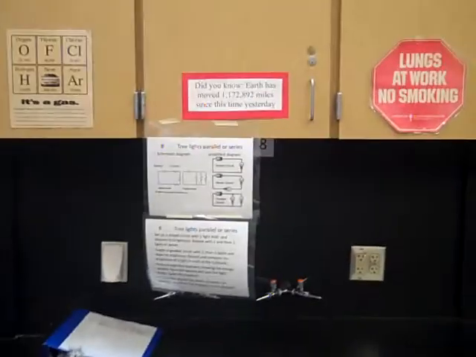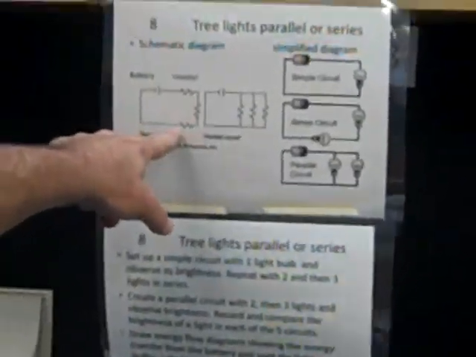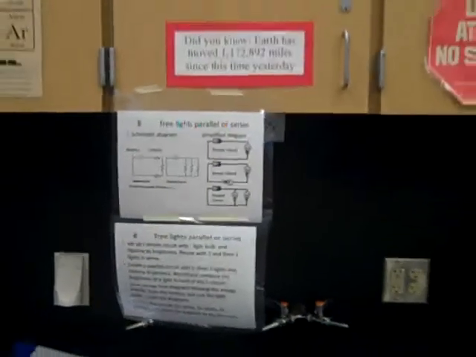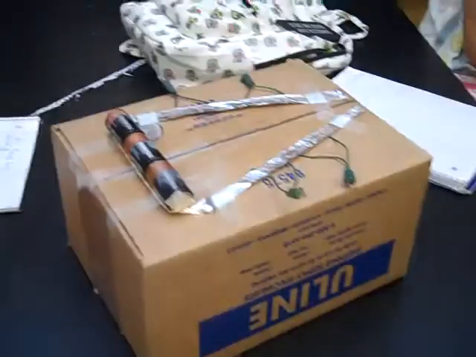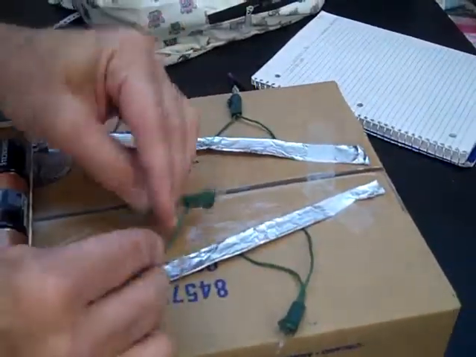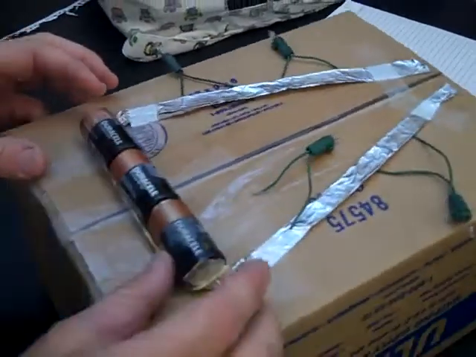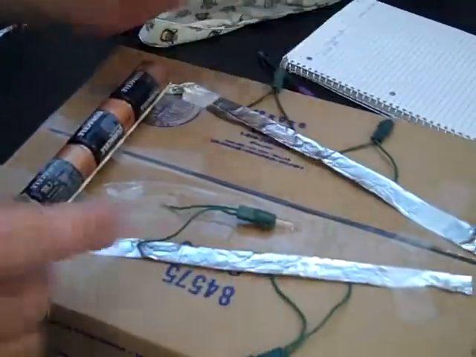And we're rolling. Okay, so this is called tree lights, parallel or series. This is a schematic diagram showing the battery. Resistors are electronic devices. In this case, our resistors in the simplified diagram are going to be light bulbs. And we have these holiday light, Christmas tree light bulbs set up here. We have it set up so that the batteries are here applying power. This is part of our circuit.